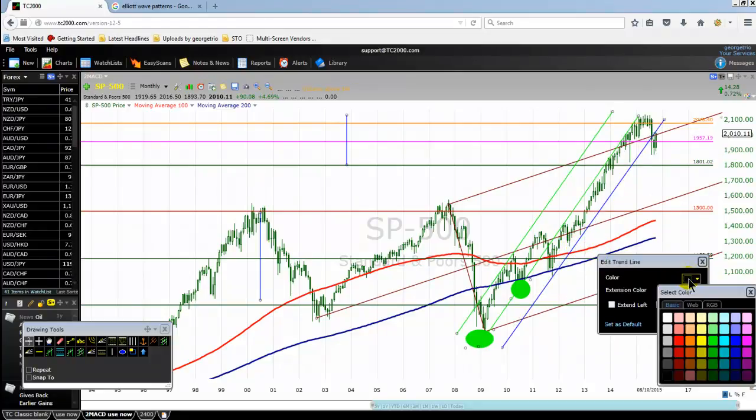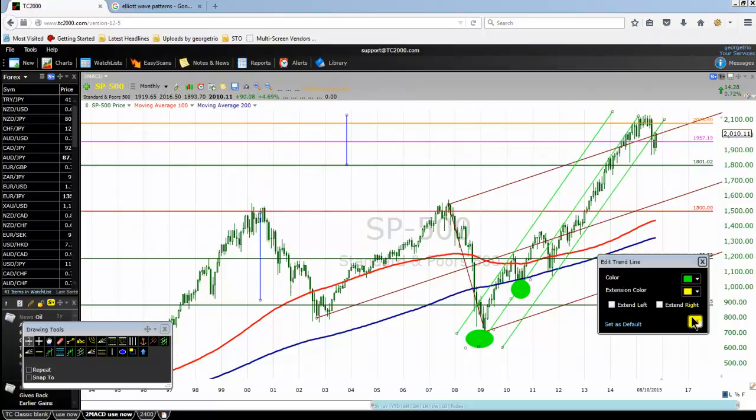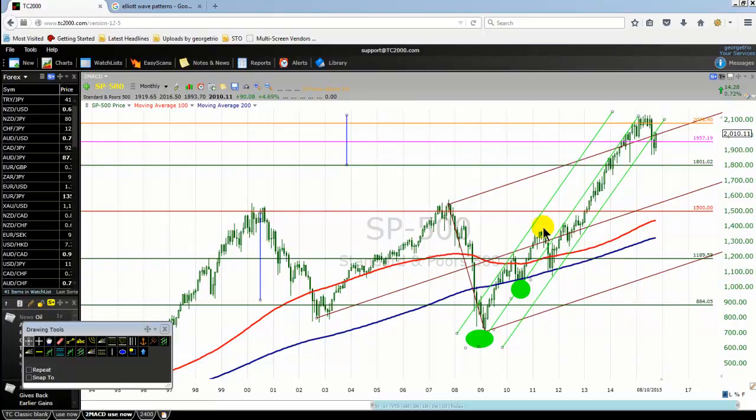I'm going to color it in another green. So we have now two smaller channels. This channel was first in place. Then the price switched channel. Now I prefer the second green channel, and that's where we are now. But there is a bigger channel from here to this level here. But concentrate on the second channel.